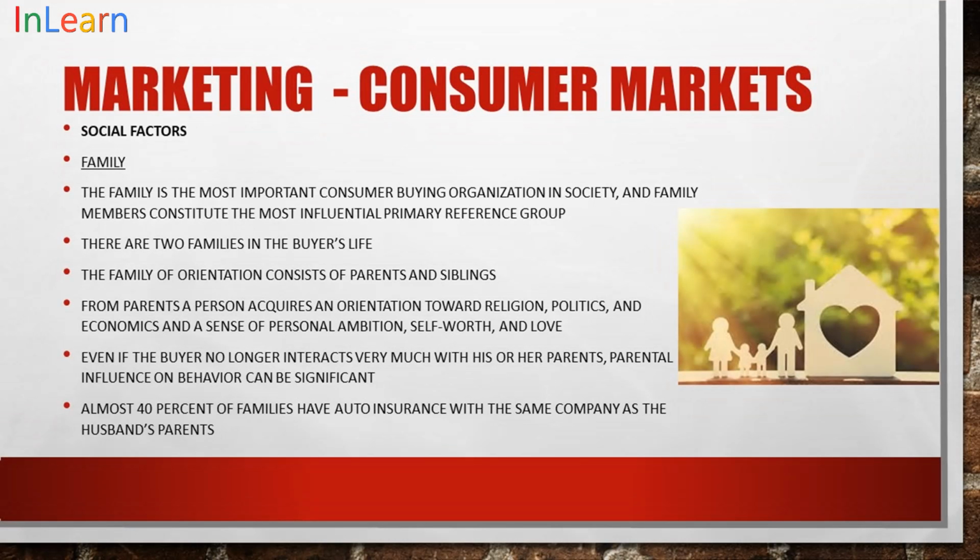Family. The family is the most important consumer buying organization in society, and family members constitute the most influential primary reference group. There are 2 families in the buyer's life. The family of orientation consists of parents and siblings. From parents, a person acquires an orientation toward religion, politics, and economics and a sense of personal ambition, self-worth, and love. Even if the buyer no longer interacts very much with his or her parents, parental influence on behavior can be significant. Almost 40% of families have auto insurance with the same company as the husband's parents.